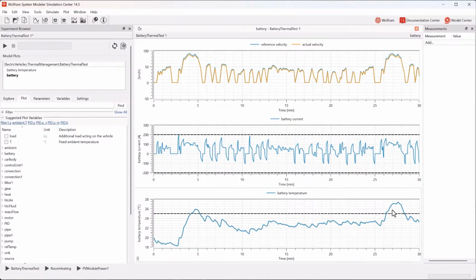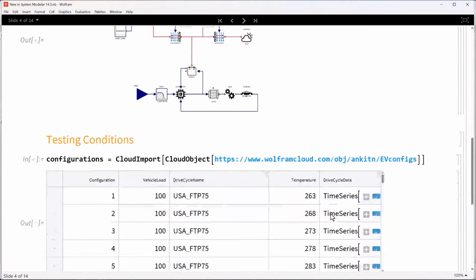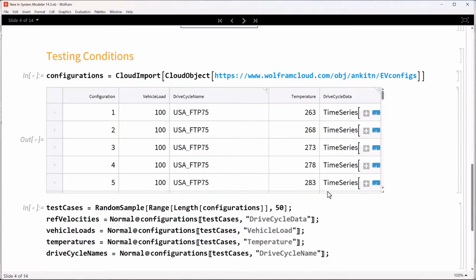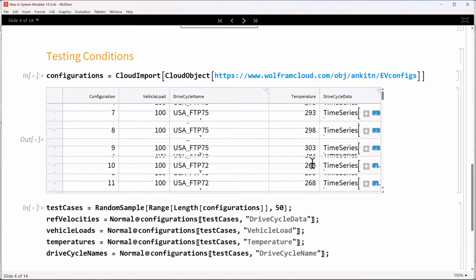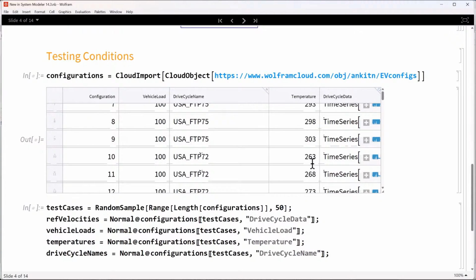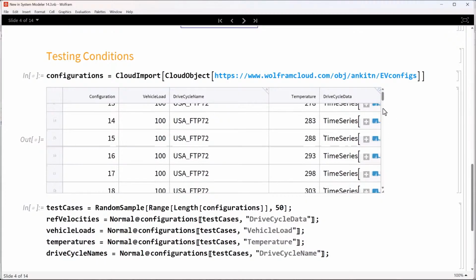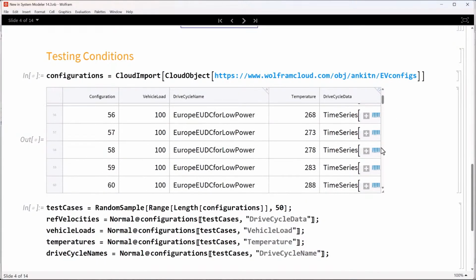But this is just one scenario. Let's get back to the presentation. What we saw in System Modeler was just one scenario. But what about real world conditions? Stop and go traffic, hot summer days, or carrying heavy loads. Running all these cases manually is tedious, and analyzing whether each one passes requirements usually takes a lot of scripting.